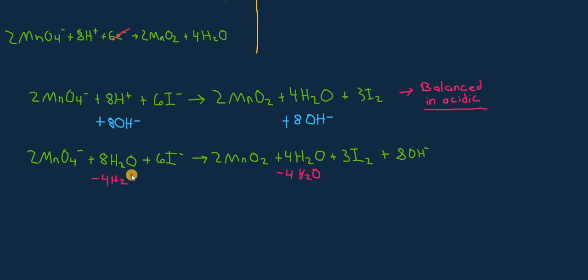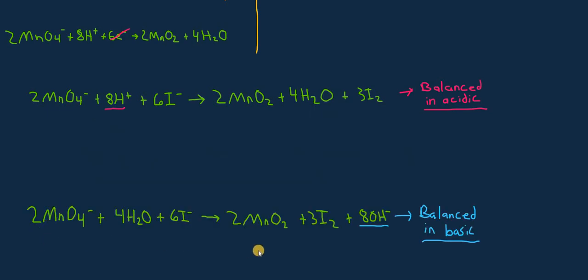Like that. And doing that will cancel out the waters over here, and this will give you your final reaction in basic conditions. So here would be your final reaction, written out, balanced in basic conditions. So here we have our 2 possible outcomes: balanced in acidic or balanced in basic. So if you're balanced in acidic, you'll be looking for those H+ ions. And if you're balanced in basic, you'll be looking for those OH- ions in the final reaction. And that's essentially how you balance redox reactions.